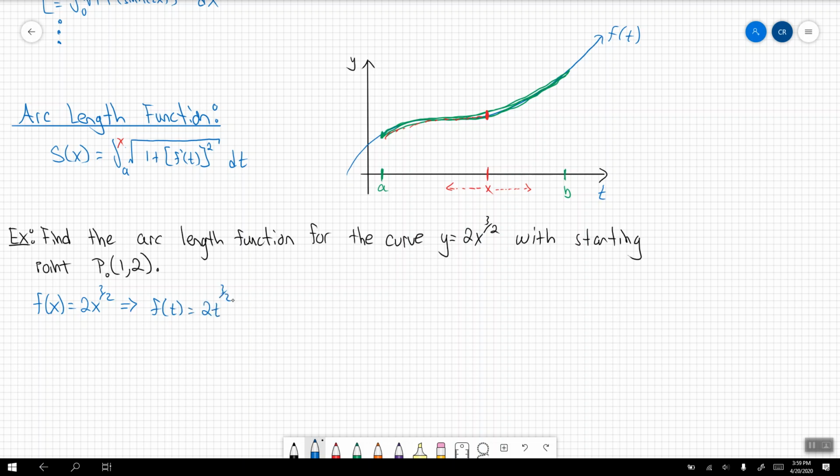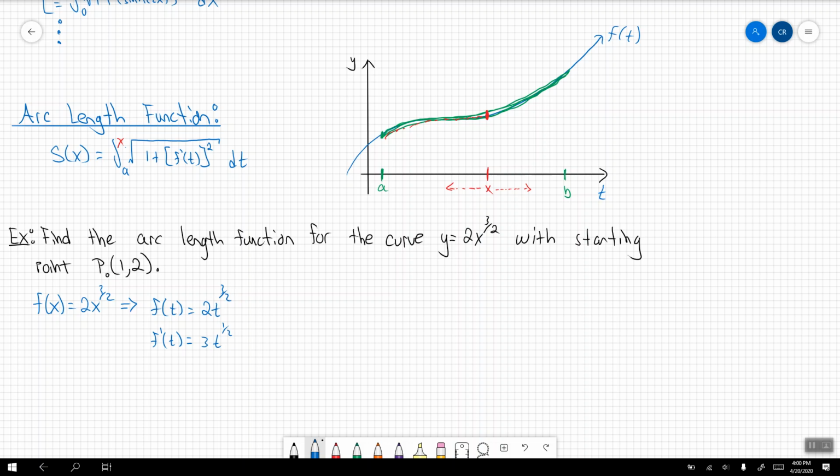The reason for that is because we're going to save the variable x for the actual variable that's going to be able to stop at a certain point in time that we choose. All right, so let's take this derivative here, f prime of t. Taking this derivative, that's now going to be 3 multiplied by t to the power of, we subtract 1, so that's going to be a half.